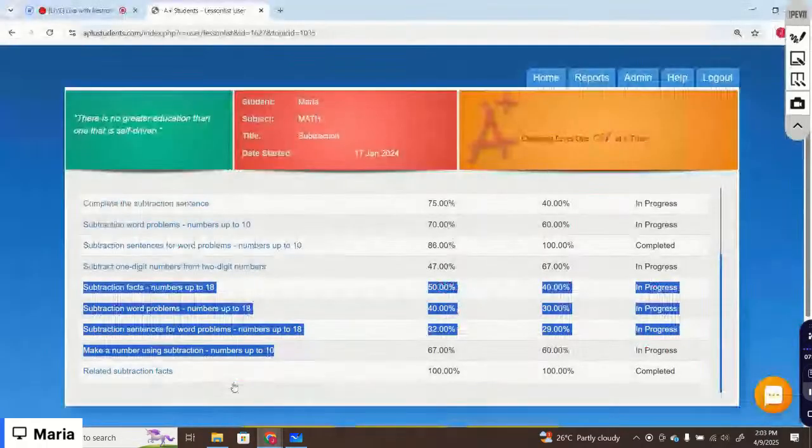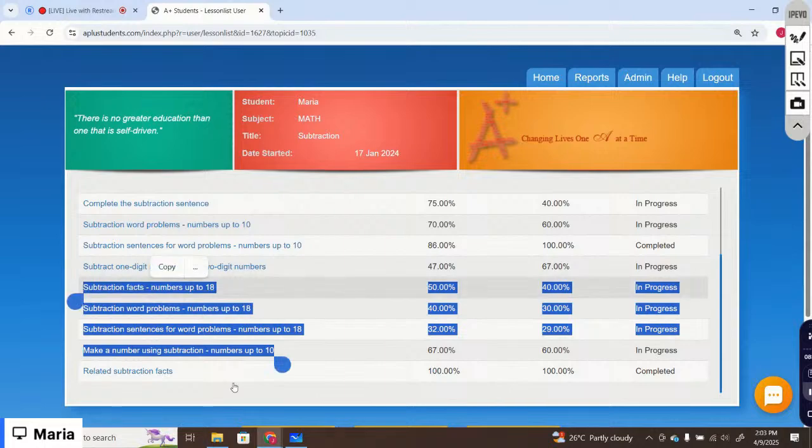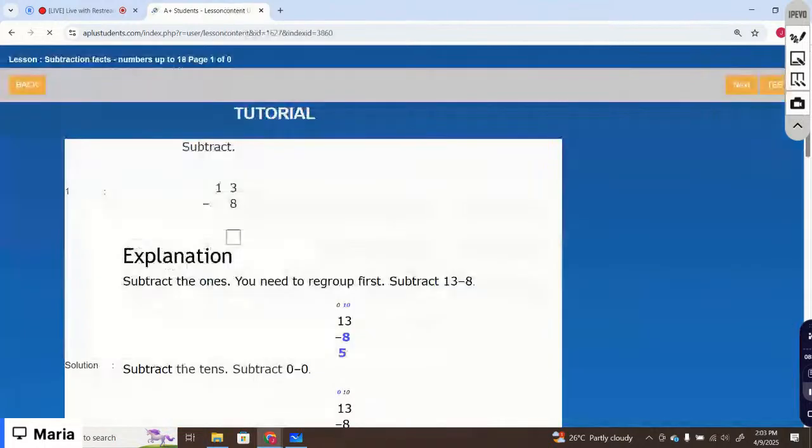Okay, here I'm on grade 1 math. The chapter I'm on right now is subtraction. Let's start with the lesson subtraction facts, numbers up to 18. Start with the example: 13 take away 8.